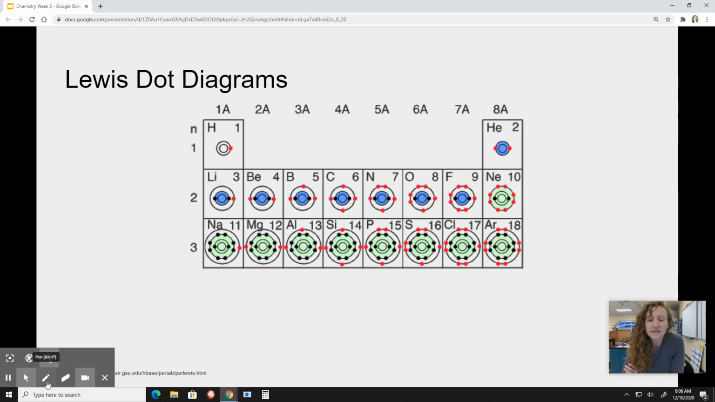So we've been dealing with the Bohr model. You have yourself drawn out the Bohr model for the first 18 elements. I want to take that information and show you where the Lewis dot diagram comes from.